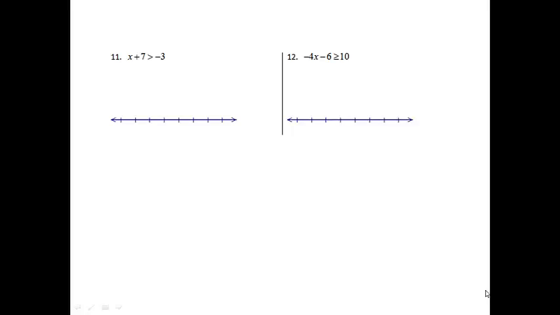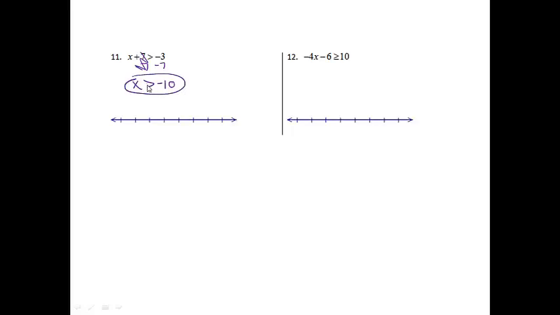On to solving inequalities. Number 11 says to solve x plus 7 is greater than negative 3. So what we want to do first is to get rid of the plus 7, we will do minus 7 to both sides. So those are gone. I will have x, keep your greater than sign, negative 3 minus 7 is negative 10. So we pretty much have solved.